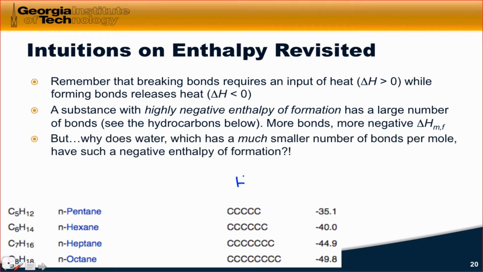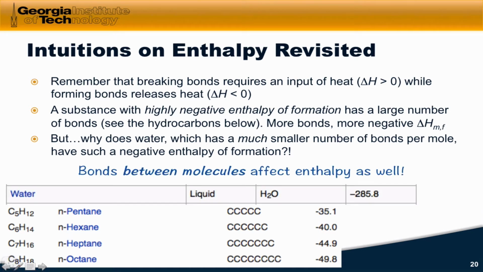If we just look, for example, at a single water molecule, we find only 2 bonds within. So there are a much smaller number of bonds per mole, for example, in water than there are in n-pentane. But the enthalpy of formation of water is crazy negative. It's something like negative 285 kilojoules per mole. Why does water have such a negative enthalpy of formation even though it contains a relatively small number of covalent bonds? The answer here is that bonds between molecules influence enthalpy as well.